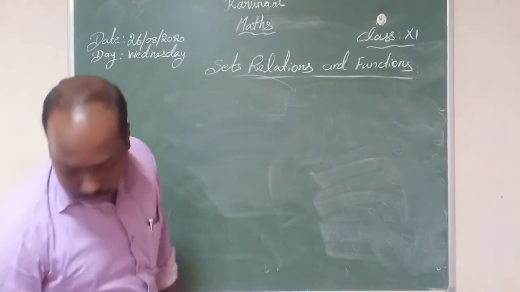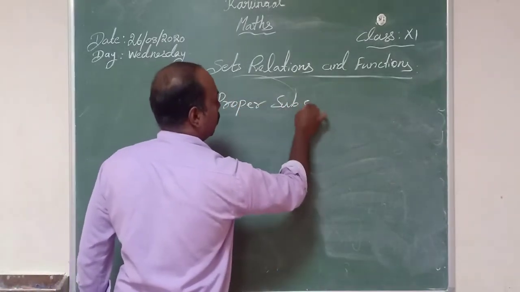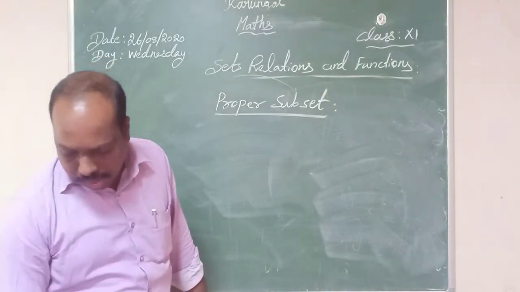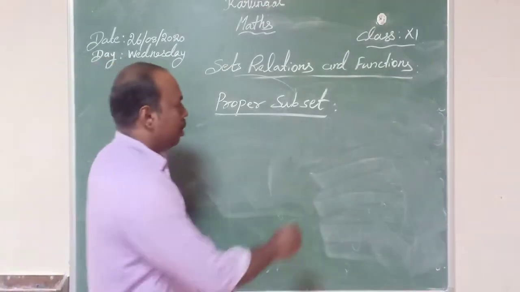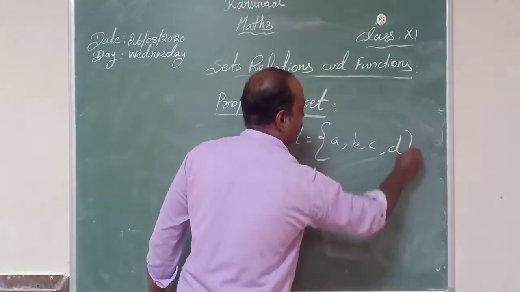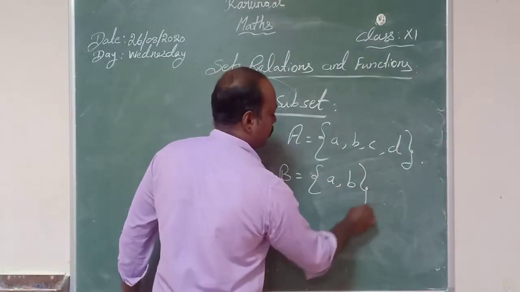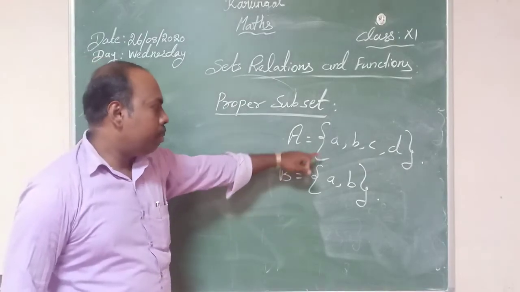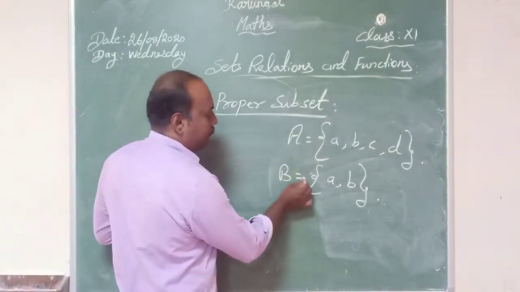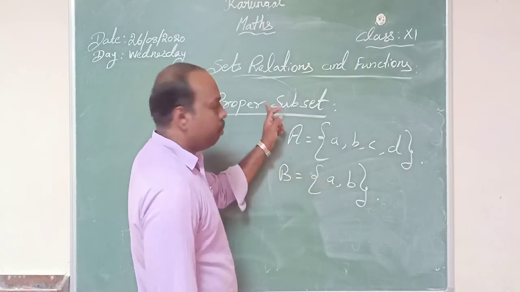Then proper subset. So what is proper subset? For example, A equal to the set A comma B comma C comma D. Then B equal to the set of all A comma B. So now we can say B is the proper subset of A. Am I right? Proper subset means the superset contains at least one more element than B. That is called proper subset.